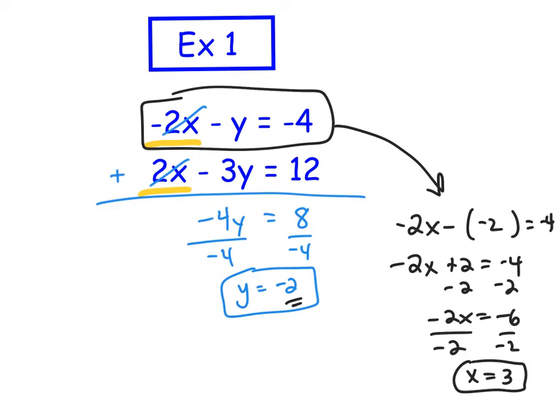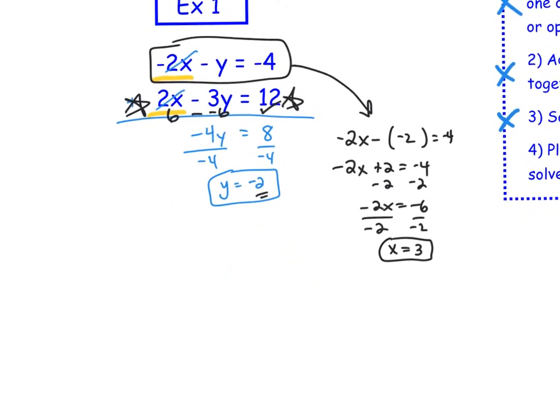If you want to check, you could try plugging them both into the second equation. 2 times x would be 2 times 3, which is 6, minus 3 times negative 2, which would be negative 6. 6 minus negative 6 is indeed 12. So it does check out if you plug it into the other one. And that's one way to check it.